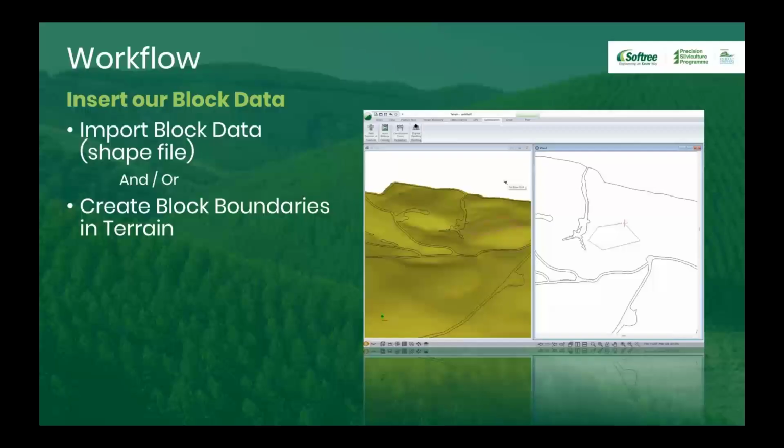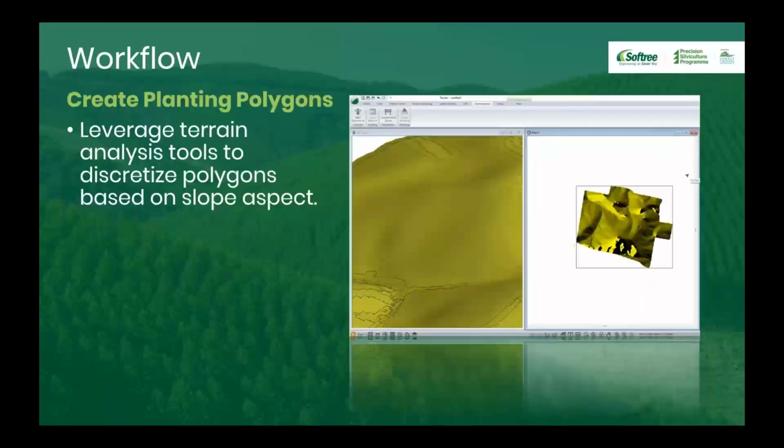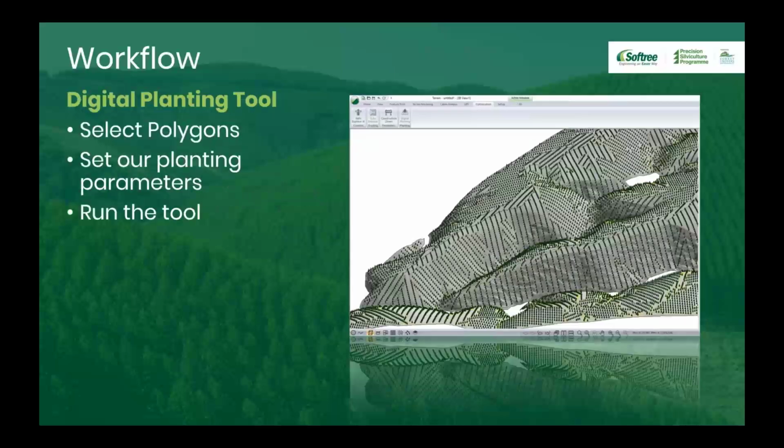From there, insert your block data, block boundaries. A shapefile is typical, but we can certainly work with lots of different formats. You can also draw and create block boundaries here in our terrain module. As you can see on the screen, the little one in pink was actually drawn by hand. So there are options for creating boundaries. We're going to use those boundaries to help us define our planting polygons. Here we'll leverage some terrain analysis tools to discretize polygons based on slope and aspect. And then we move into the digital planting tool.